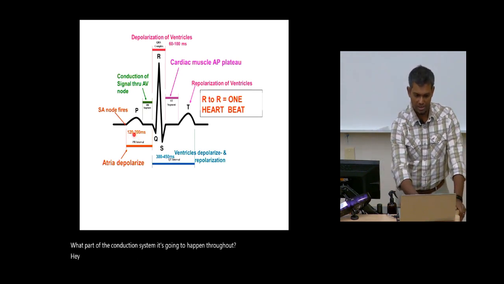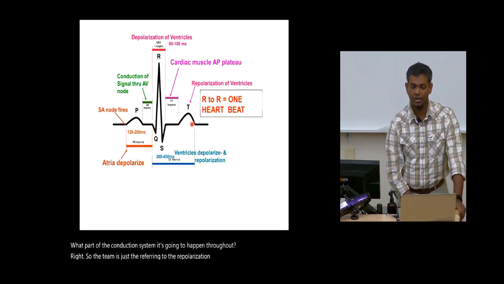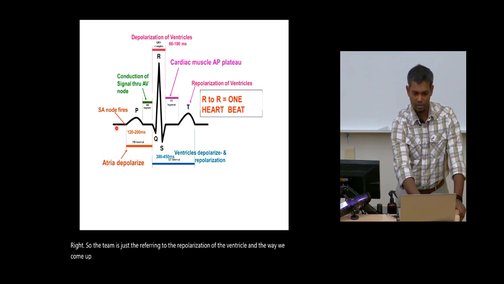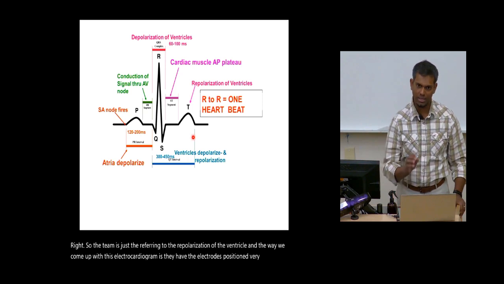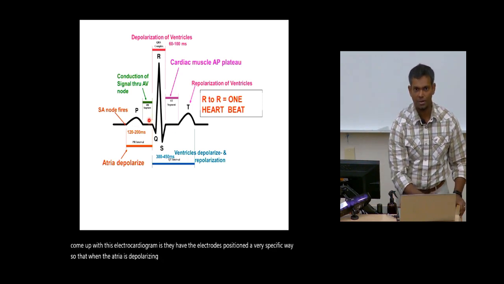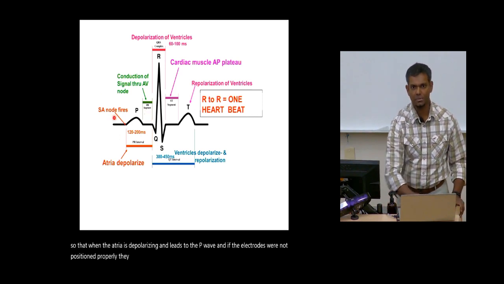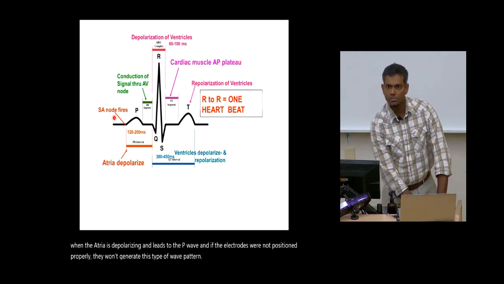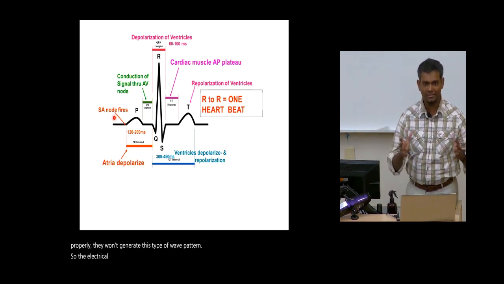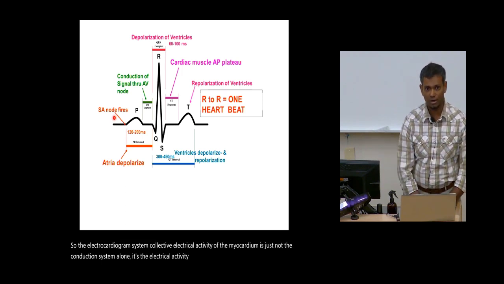So the T wave is just referring to the repolarization of the ventricle, and the way they come up with this electrocardiogram is they have the electrodes positioned in a very specific way so that when the atria is depolarizing, it leads to the P wave. If the electrodes were not positioned properly, they won't generate this type of wave pattern. So the electrocardiogram is just the collective electrical activity of the myocardium. It's not just the conduction system alone, it's the electrical activity throughout the heart.